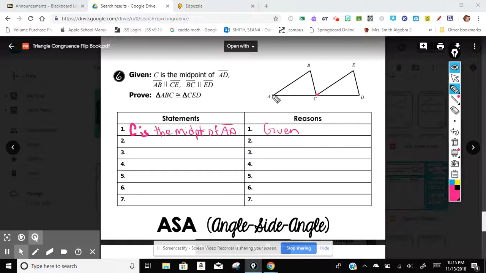So here's C, and it's the midpoint from A to D, which means it splits this in half. So from A to C, it's congruent to D to C. So congruent, congruent. We're going to go ahead and write that. So we're going to write AC is congruent to DC. And this is definition of midpoint.